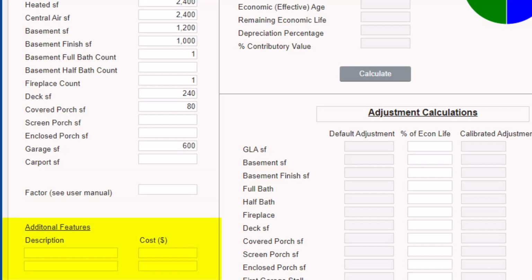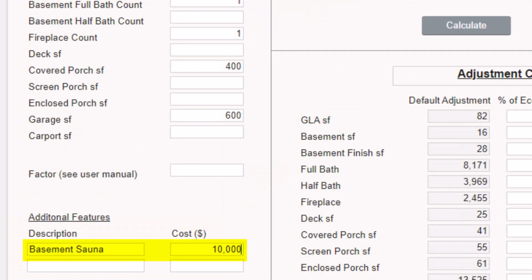Additional features are used to add cost for features within the house that are not included above. If you are doing a refi appraisal and the owner points out the new $10,000 built-in sauna or saltwater aquarium, describe and enter cost here. Cost does not equal value, so you will depreciate it later in the process.